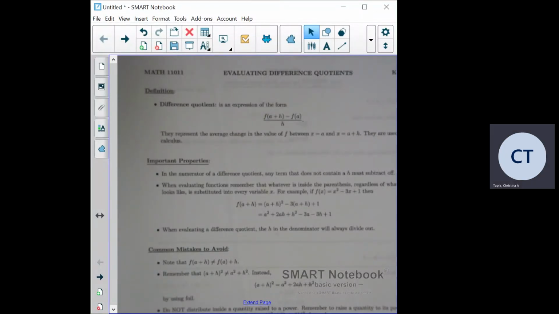So looking at evaluating the difference quotient, this is very similar to function notation. We just reviewed a bunch of function notation terminology and methods of solving. So I'm going to use that information to solve this page of notes. I would have a highlighter nearby if possible, or you could just use your pencil and box some things.